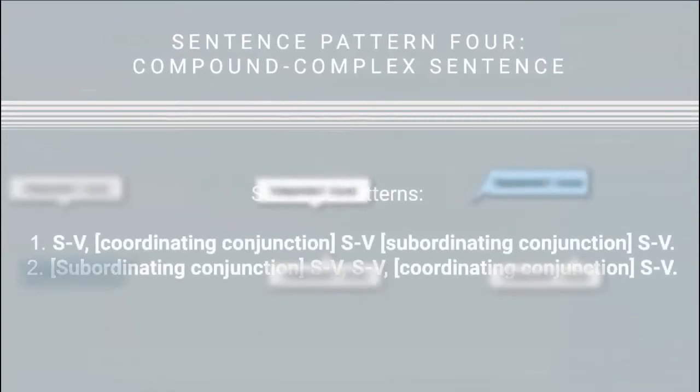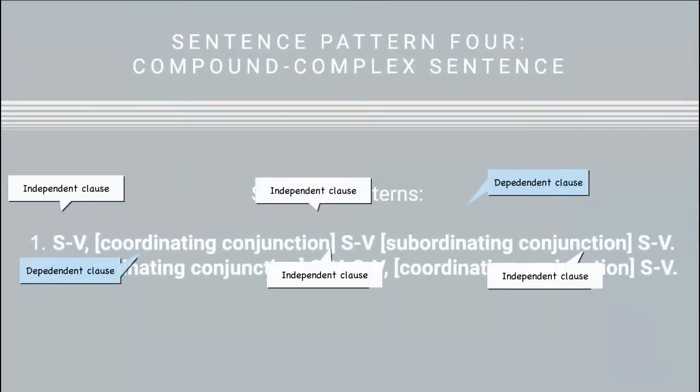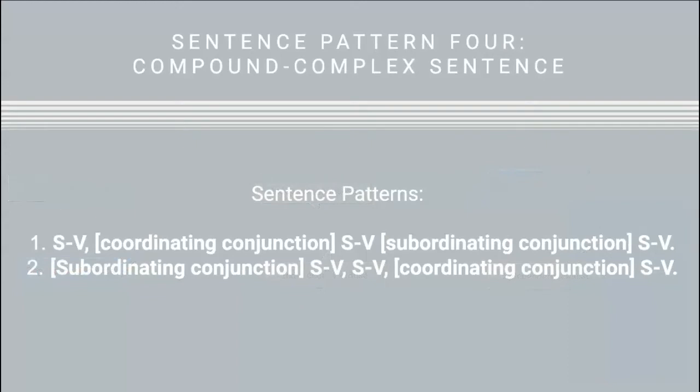Sentence Pattern 4. Compound complex sentence. These sentences have at least 2 independent clauses and at least 1 dependent clause. The following examples show how you can make compound complex sentences with a subordinating conjunction. However, keep in mind that noun clauses and adjective clauses are also dependent clauses.